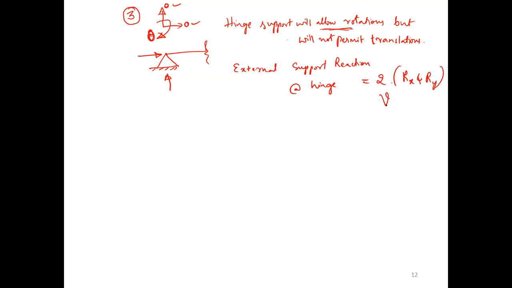Sometimes it may be referred to as Vy and H. Or if it is joint A, then this is referred to as VA and HA reactions, right? Or you may refer to them as Ax and Ay. Those are all the same external support reaction notations. So any doubts in hinge support?